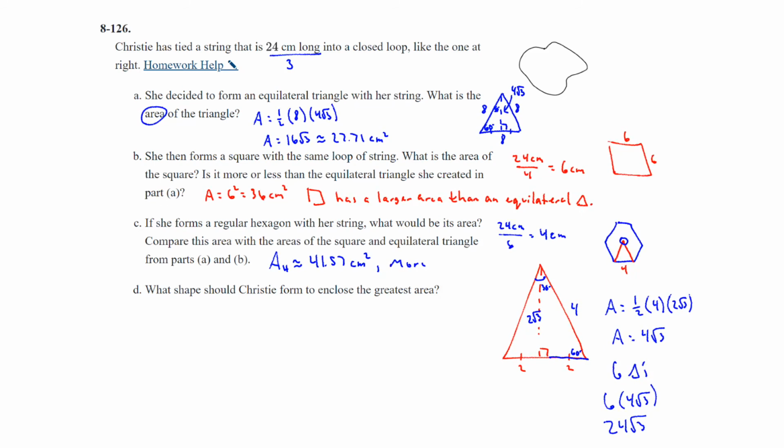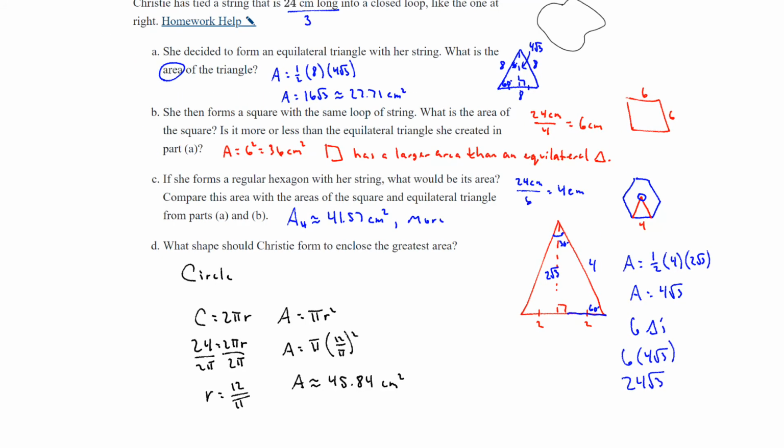On part D, it says, what shape would Christie form to enclose the greatest area? Well, if you follow along with what we've done so far, we went from a triangle, 3-sided, to a square, 4-sided, to a regular hexagon, 6-sided. So it seems like the more sides that we create, the larger the area would be. And so in this case, if we keep adding sides and basically get to infinity, then it appears that the circle would have the largest area.